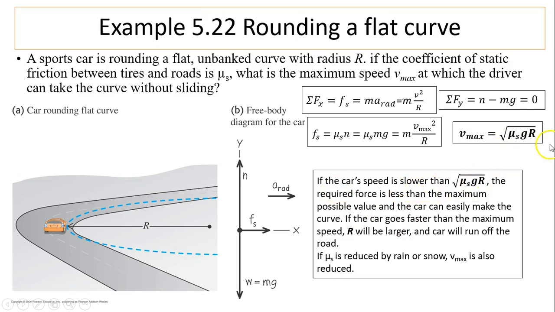If the car speed is slower than this, that means the force required is less than the maximum possible value, and the car can easily make the curve. However, if the car goes faster than the maximum speed, if V is bigger than Vmax, that means r has to be bigger, right? You can still turn, except you will turn off the road because r is too much. And if mu s is reduced by rain or snow, Vmax has to be reduced also. So you have to be careful driving in the rain and the snow.